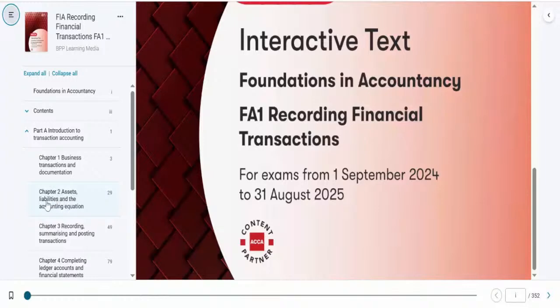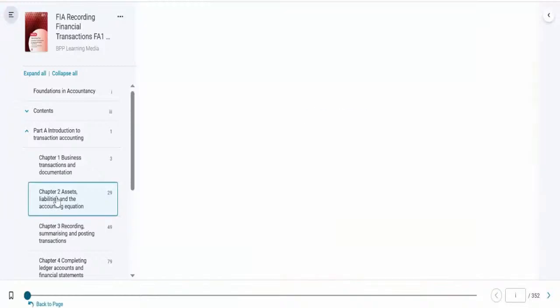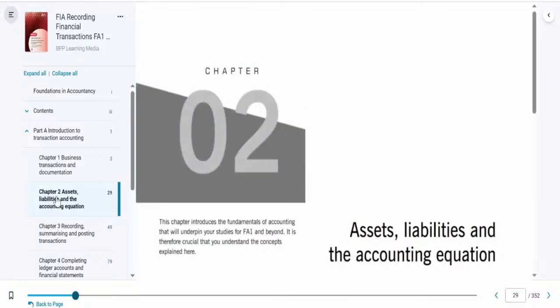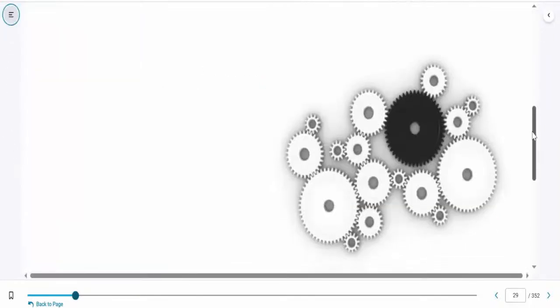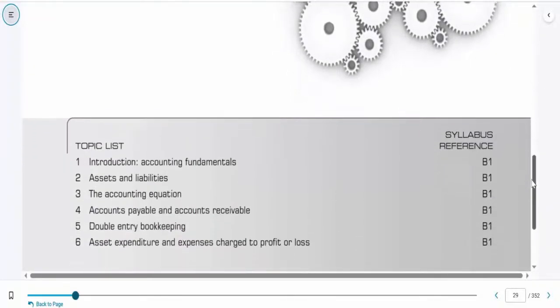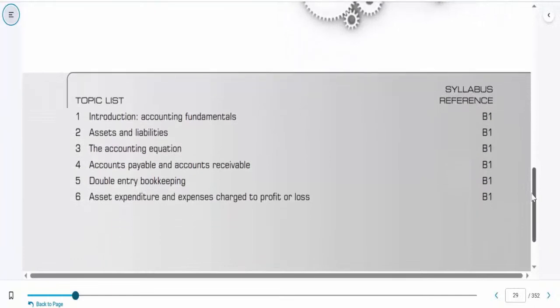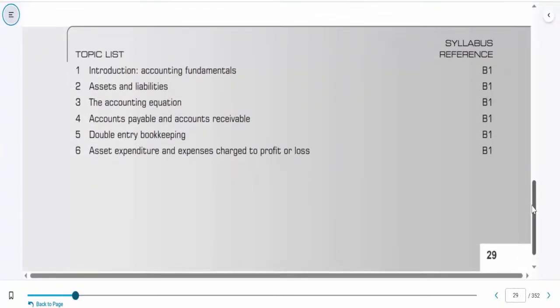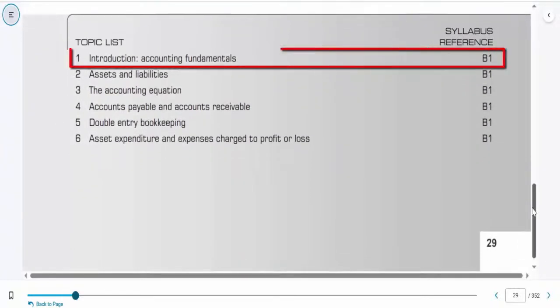Today, we're diving into Chapter 2, titled Assets, Liabilities, and the Accounting Equation. This chapter is an essential one because it covers the very basics that make up all of accounting, so it's definitely worth getting excited about. Let me give you a quick overview of what we'll learn in this chapter. 1. Introduction to Accounting Fundamentals. We'll begin with the essentials, some key concepts and ideas that will help you feel more comfortable with accounting language and what it all means.